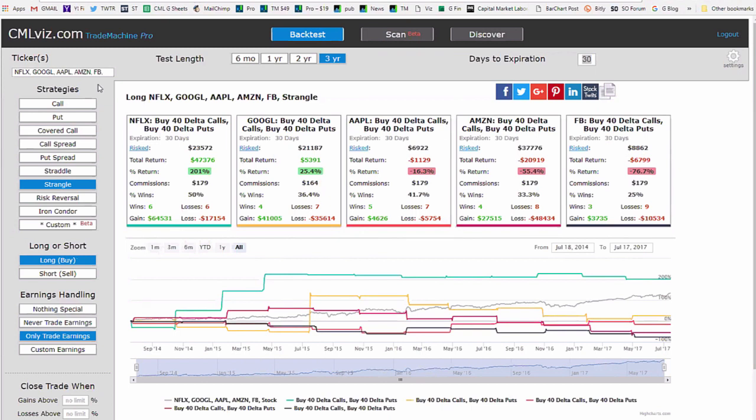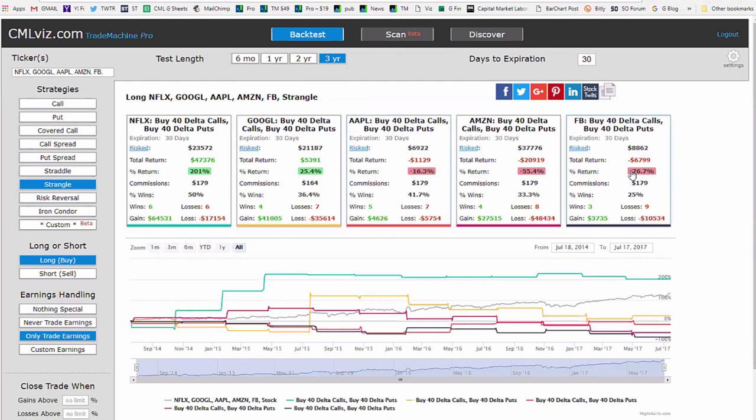This is actually a new feature. Let's look at 3 years. We'll use the 30-day options. We're going to only trade earnings, and we're going to buy the 40 Delta Strangle. And we can see in Netflix that it's been a pretty big return, 200% return, although it's only won half the time. Then we see Google, or Alphabet if you prefer, and then Apple, Amazon, and Facebook are losers.